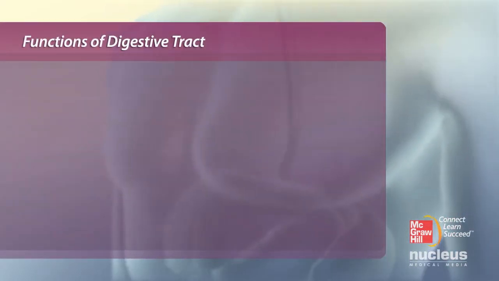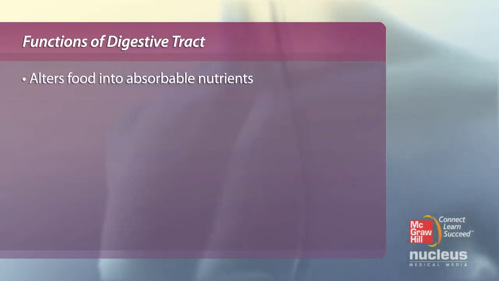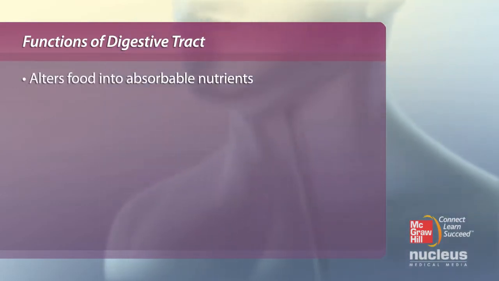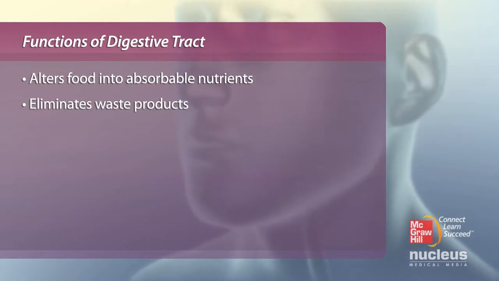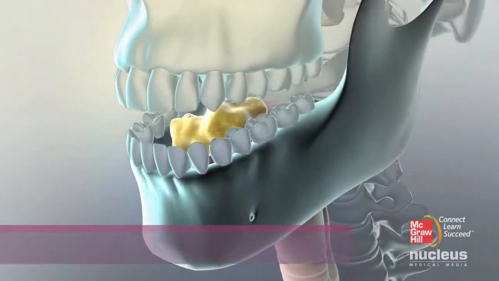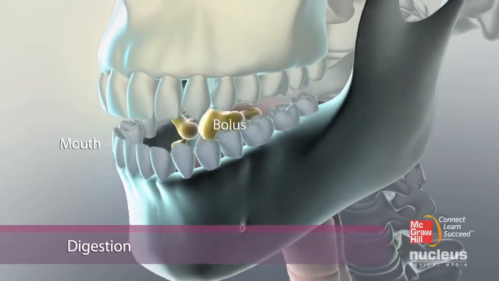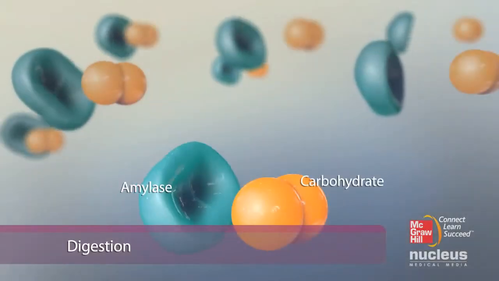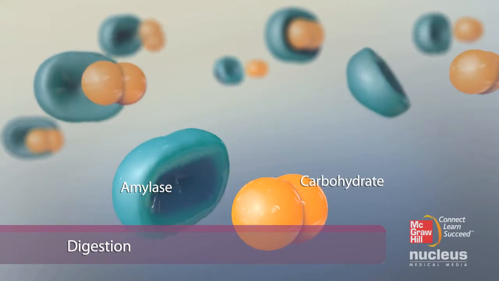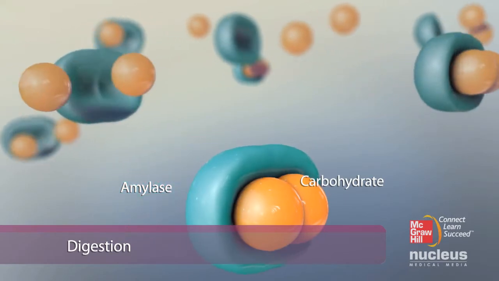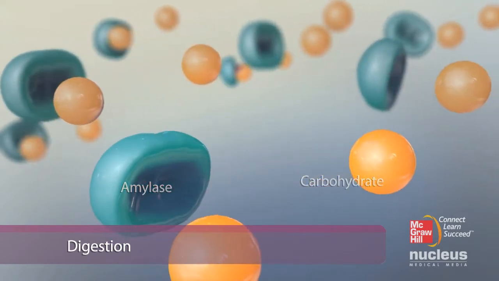The digestive tract alters food into readily absorbed nutrients and eliminates waste products. Digestion begins in the mouth. Saliva moistens the food, and amylase, an enzyme in saliva, begins the process of breaking it down.